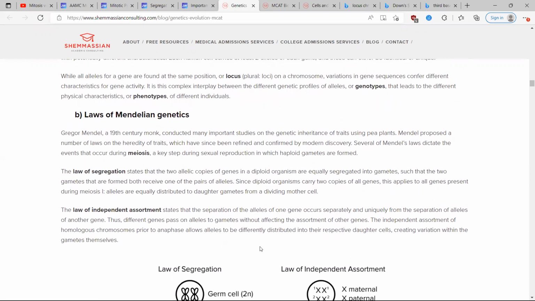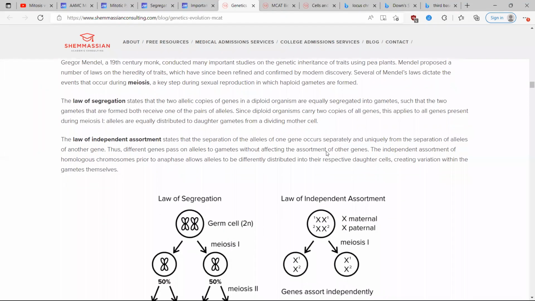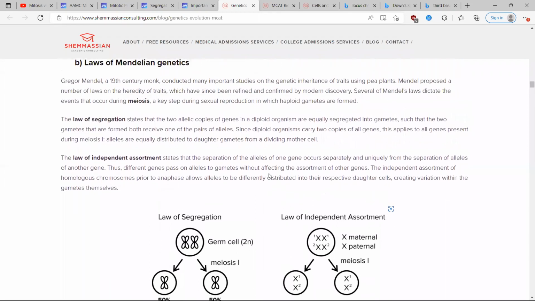And there are some rules here discovered by Mendel, who probably everybody knows. And Mendel was pretty brilliant because he figured out these things before we even understood chromosomes and mitosis and stuff. He just figured them out based on observing the patterns that he saw in the plants.